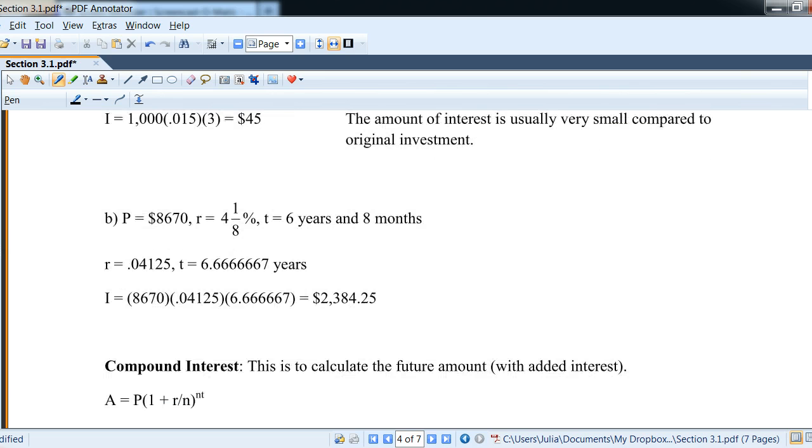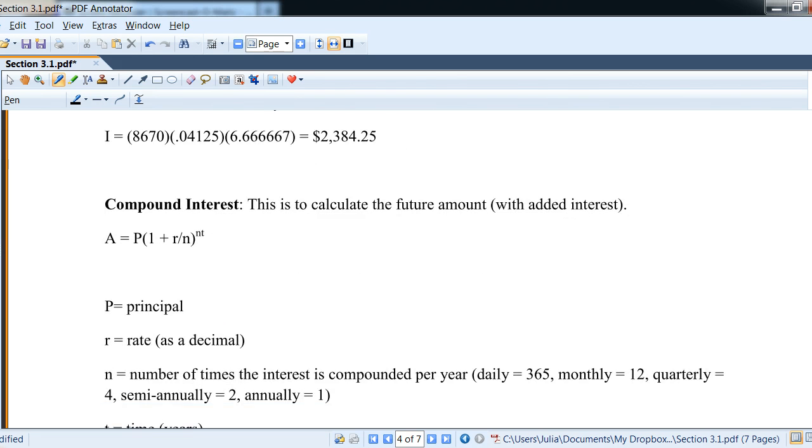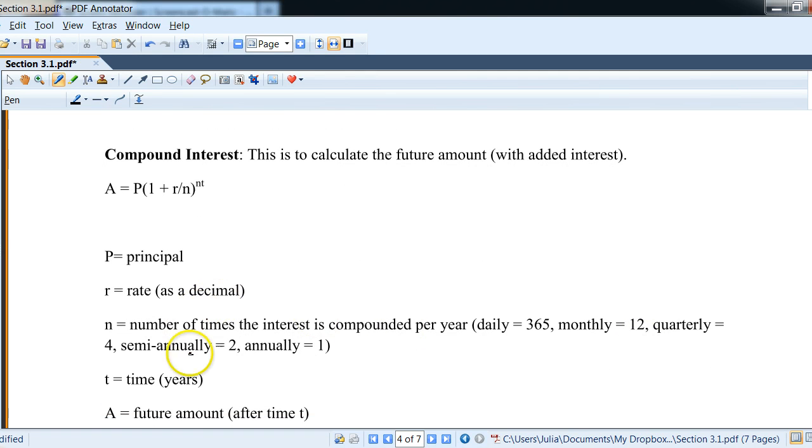Okay, compound interest works slightly differently. Basically, we get the future amount here as opposed to the interest. We can always find interest by subtracting the principal from the future amount. So this is how it works. It's principal times 1 plus rate over the number of compoundings, to the power of n times t. That's why it can be compounded several times, hence the exponential function.